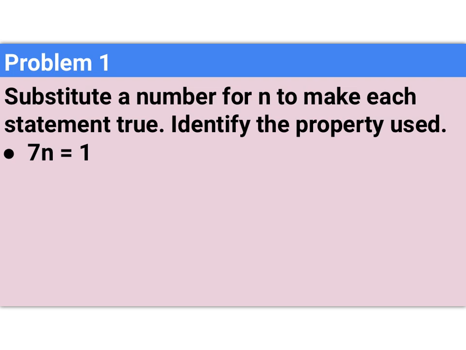Okay. Substitute a number to make n true. 7n equals 1. So what makes 7 into 1? Obviously you have to multiply it by its inverse. And this is the inverse property of multiplication. So inverse of multiplication.